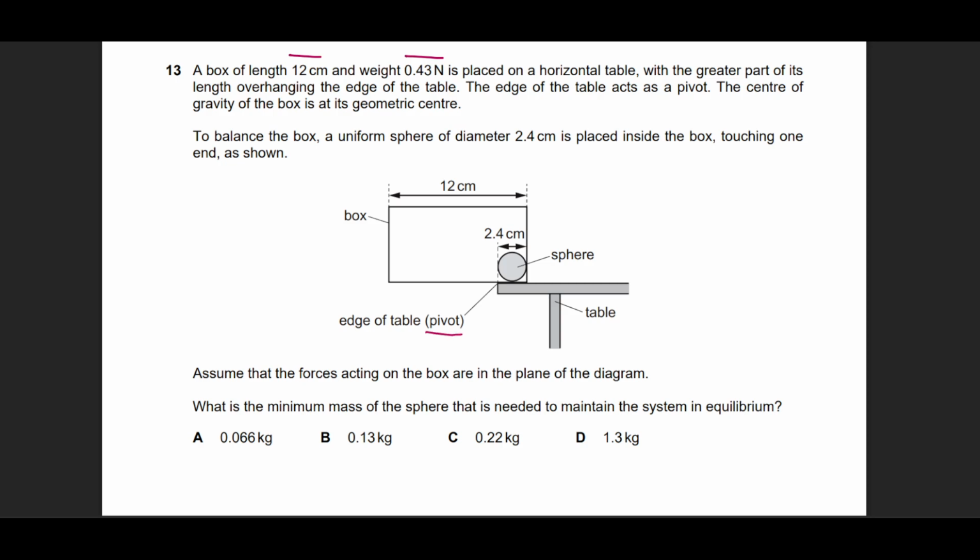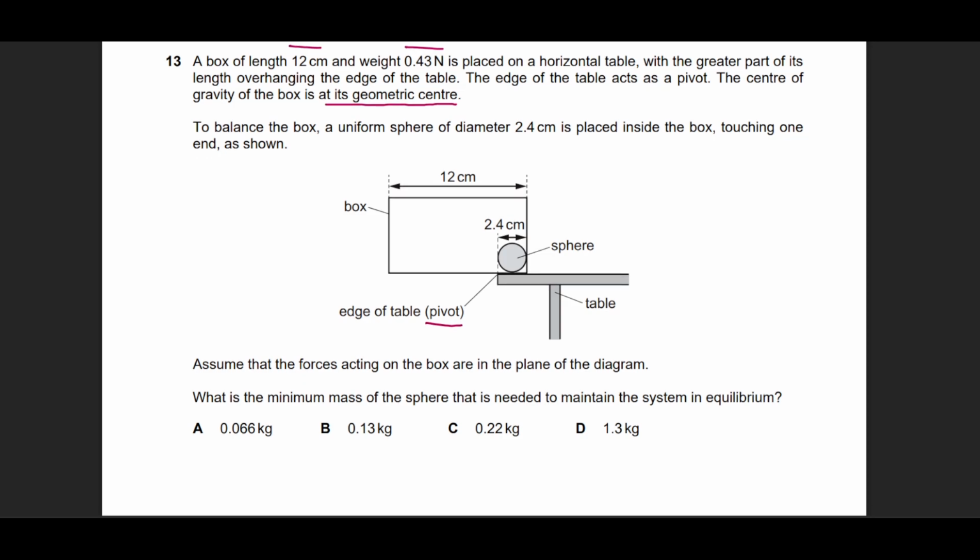He says that the box is at its geometric center. What does that mean? It means that the box's center of gravity is actually 6 centimeters from this point and 6 centimeters from this point. If you want to take distances from the pivot, now it's going to become easy.